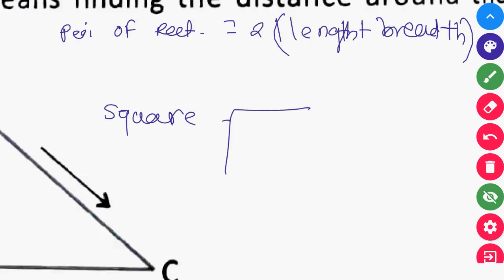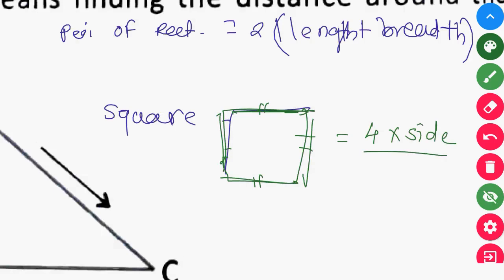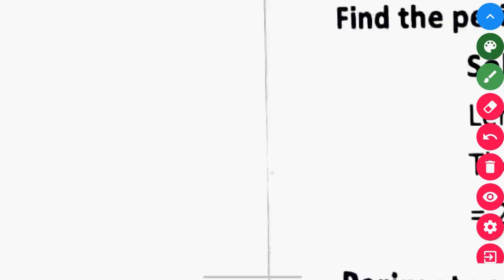Now talking about the square. This is the figure of a square, and when we talk about the square, all sides are of equal length. So the perimeter is the addition of 1, 2, 3, 4 sides, which means 4 times the side. Simple. Like the equilateral triangle, 3 times the side is its perimeter, so 4 times the side is the perimeter of the square.